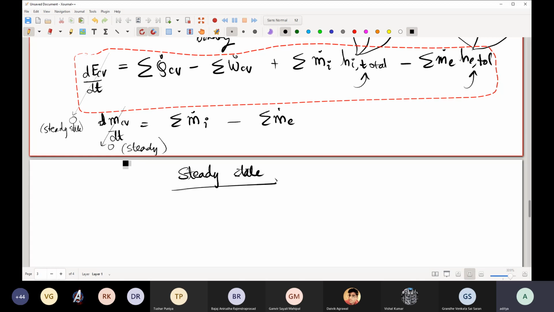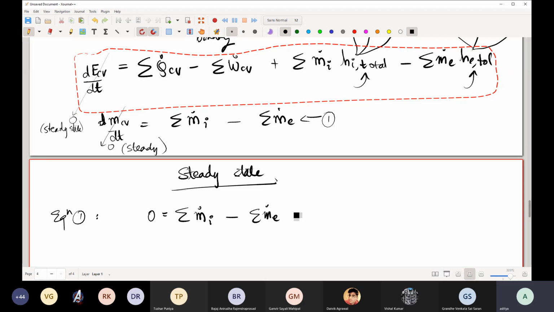So what does it mean at steady state? Let us write down the conservation of mass. Let me write this as equation 1. Equation 1 tells us 0 equals summation of all mass flux in minus summation of all mass flux out. If you rearrange this, you get summation m dot I equals summation m dot E. So all the mass fluxes coming in are equal to all the mass fluxes going out, and this should be very obvious. Yes?